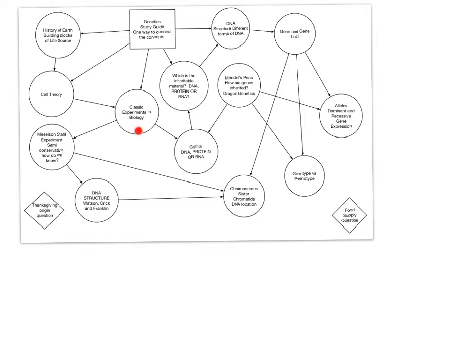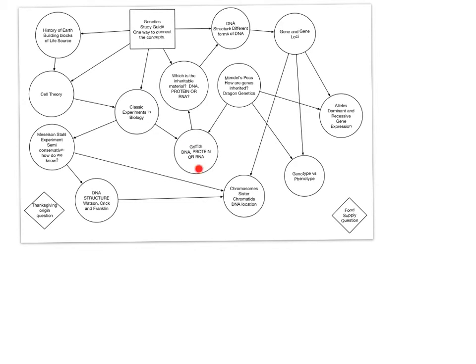So go over that. Make sure you understand all the components of the classic experiments in biology. One of those was Meselson and Stahl, right, that looked at how we know how DNA replicates. Now, at this point, no one knew that DNA was inheritable material, but we just wondered how DNA actually copies itself. DNA structure came from Watson and Crick. These fed into each other. They're connected. All this is in your notes.